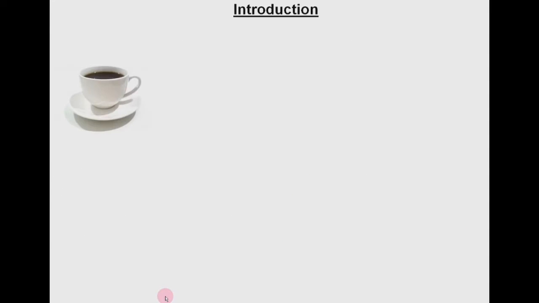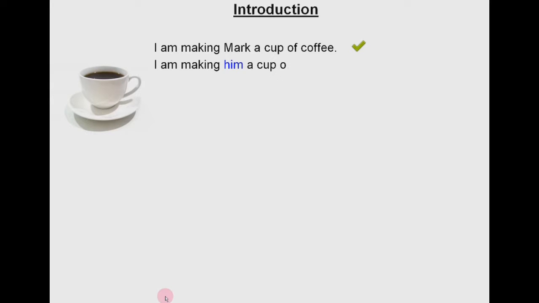Introduction. I am making Mark a cup of coffee. I am making him a cup of coffee. So you can see here the word him is a personal pronoun, and this is replacing the word Mark. Okay, so this sentence is correct.